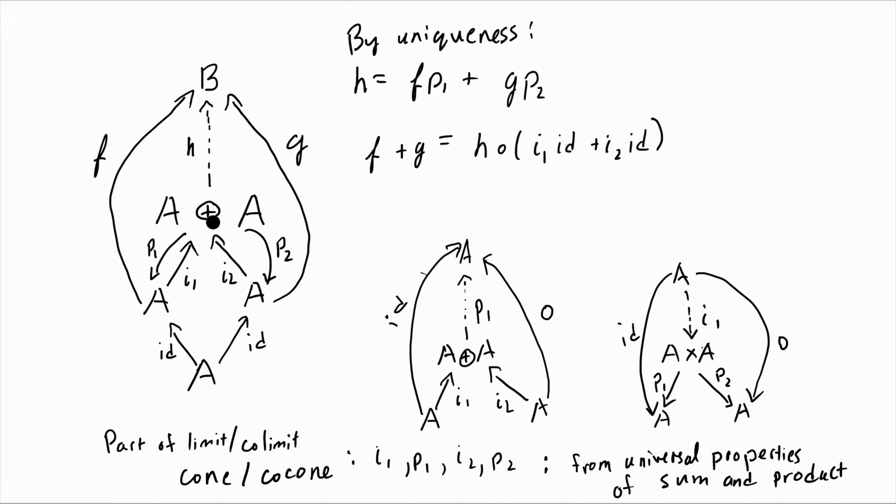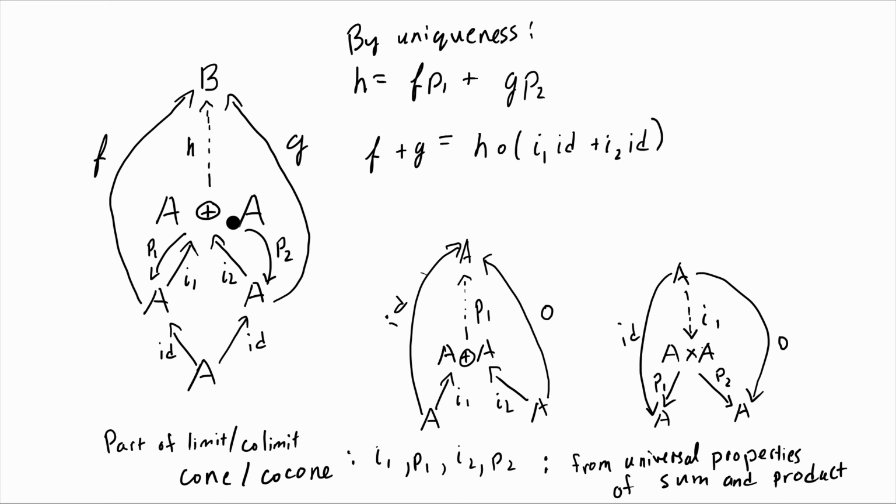Now, this sum, A plus A, is a colimit, and it has something called a cocone. There's a simple diagram, just two copies of A, and there are inclusion maps into it. Those inclusion maps make up what we call the cocone for this colimit. Likewise, there are projection maps, which you could think of as coming from the direct product, A cross A, which it's isomorphic to, and that would be part of the cone of A cross A thought of as a limit.